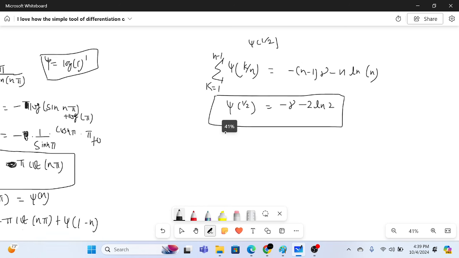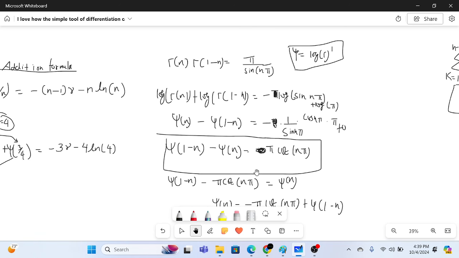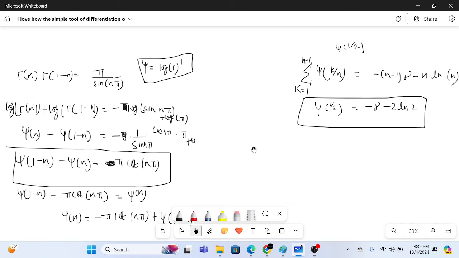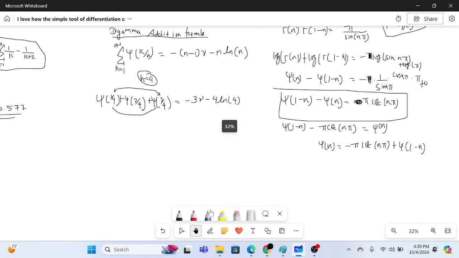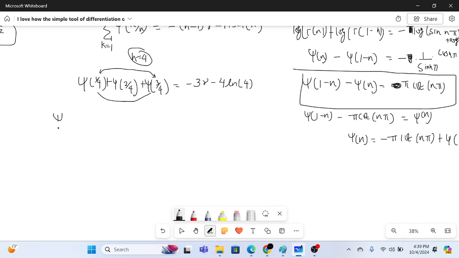So now I think we are closer to the solution. We can also find this digamma 1 by 2 from the duplication formula as well. Okay, now digamma of 1 by 4 minus gamma minus 2 ln 2. Now this is minus pi cot 3 by 4 pi plus digamma of 1 by 4, which is minus 3 gamma. So minus 3 Euler-Mascheroni constant minus 4 ln 4, right?